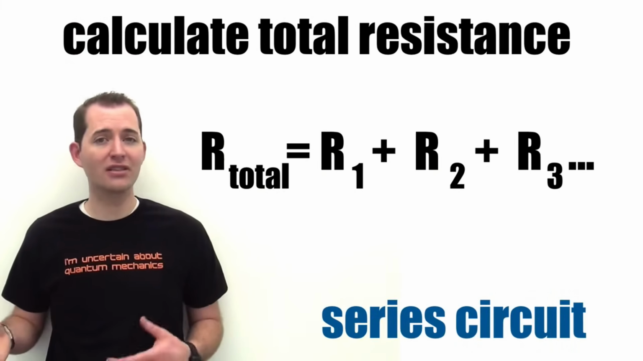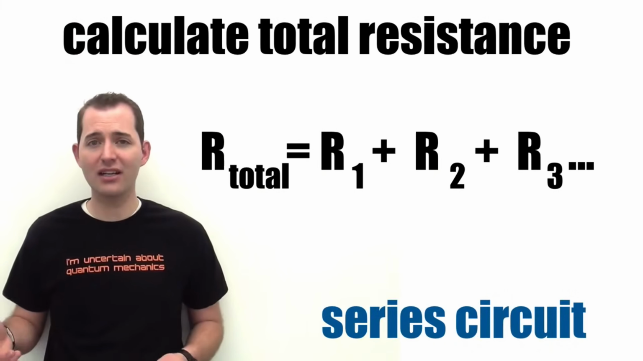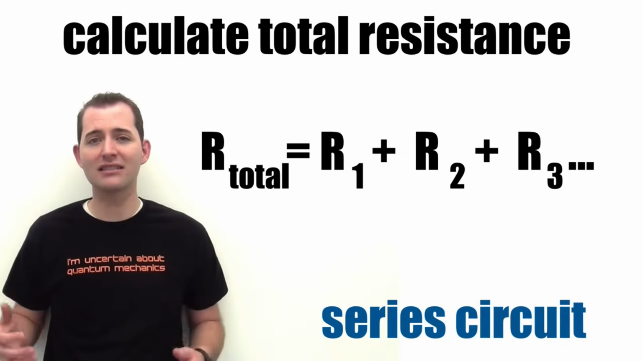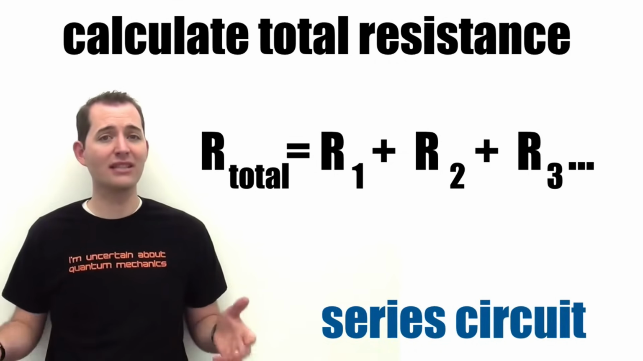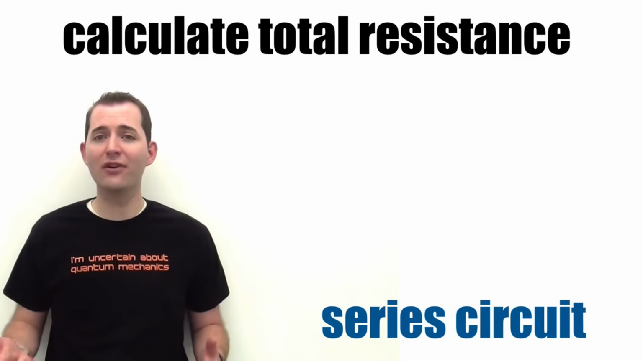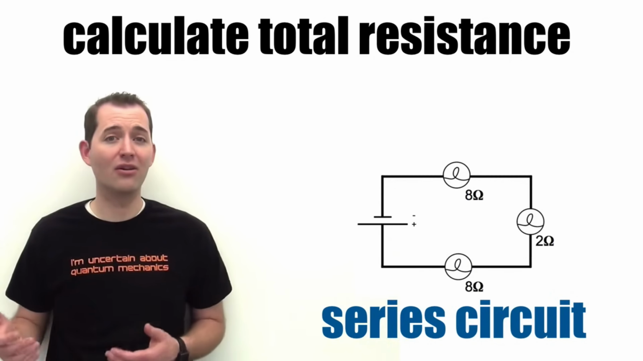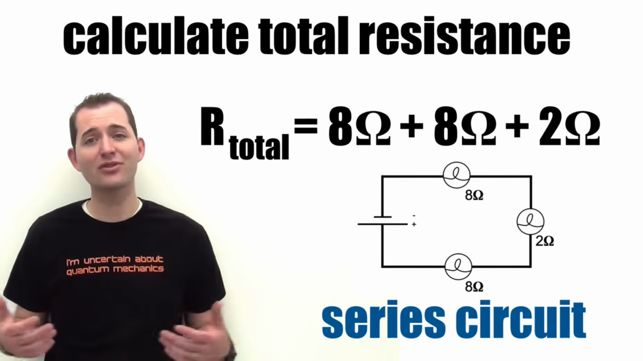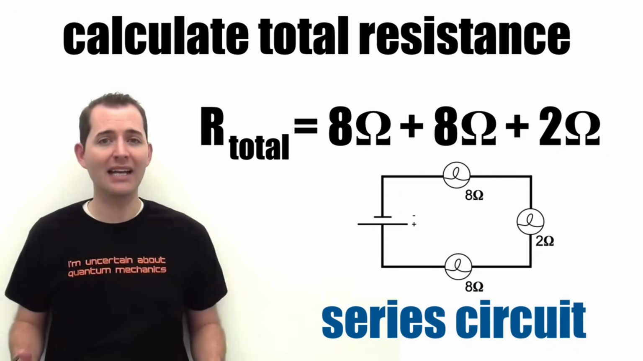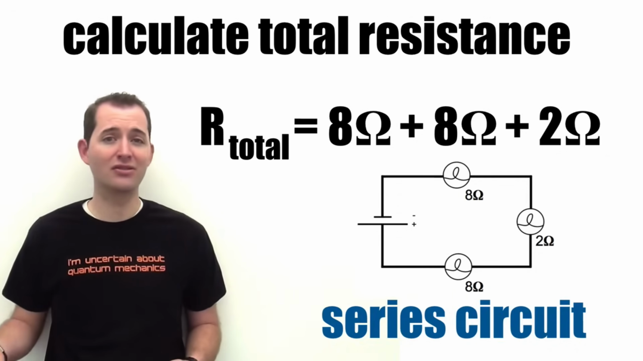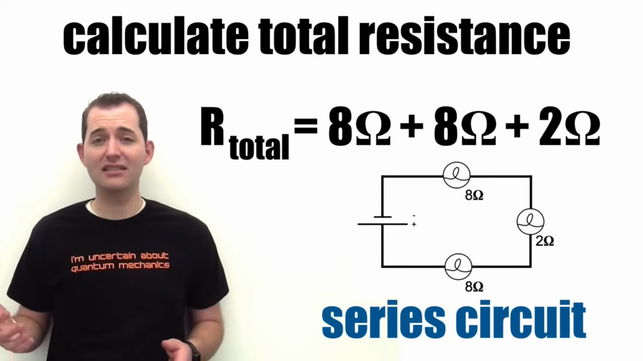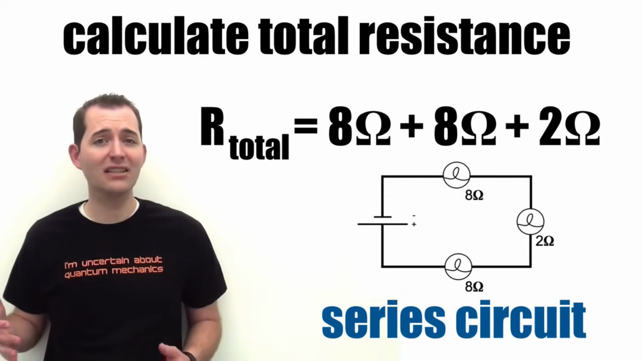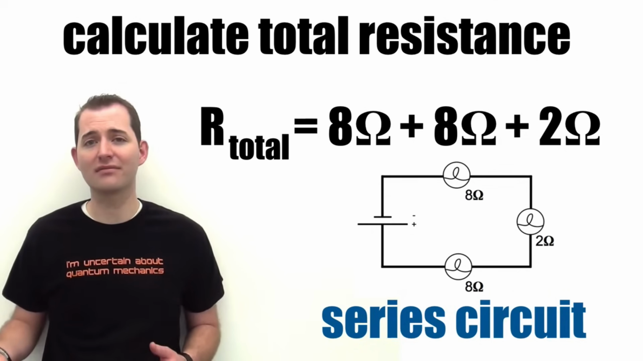In order to determine the total resistance of a series circuit, we simply add all of the resistance values to each other. For example, in our circuit, if two of the bulbs have a resistance of 8 ohms and one has a resistance of 2 ohms, we would simply add 8 ohms plus 8 ohms plus 2 ohms. This gives us a total resistance of 18 ohms for our series circuit.